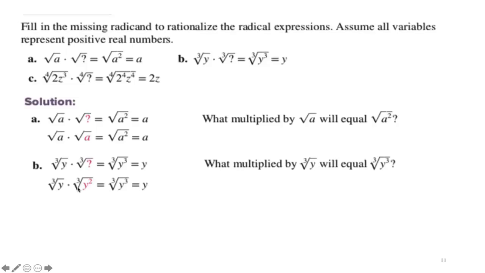Here's another example. If I take the cube root of y, what cube root do I have to multiply by so that the cube root goes away? Well, if I have a y here, I need a y squared, and y squared times y gives you y cubed, and that is a perfect cube. So the cube root of y cubed is y.